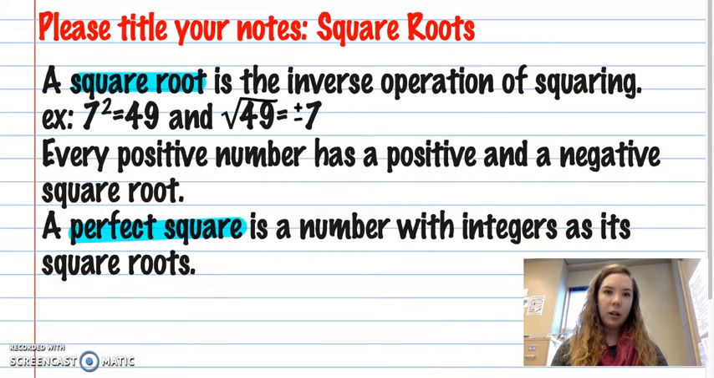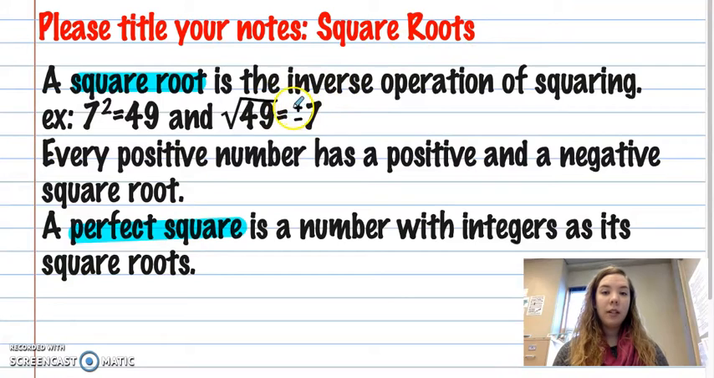All right, today we are going to be talking about square roots. So we've already been talking about exponents in our last unit. Square root is the opposite of taking anything to the second power, or we also call that squaring. So I do want you to write this slide down, but it says a square root is the inverse operation, or the opposite, of squaring. So if 7 squared is 49, then the square root of 49 is 7.